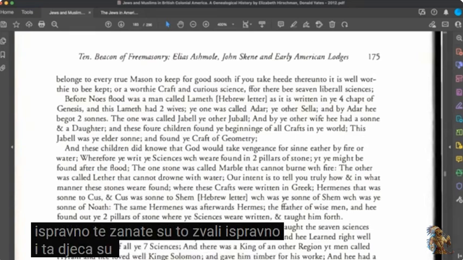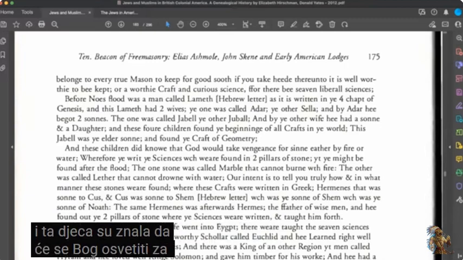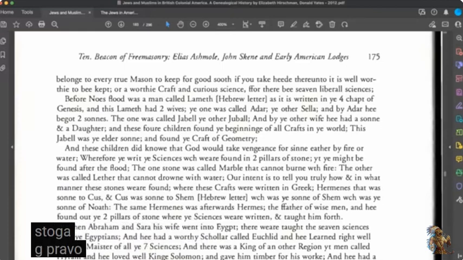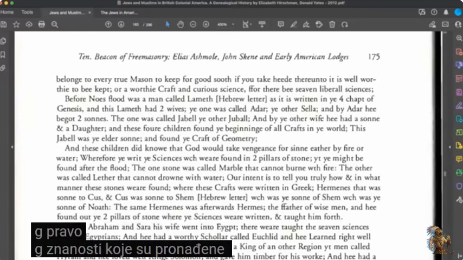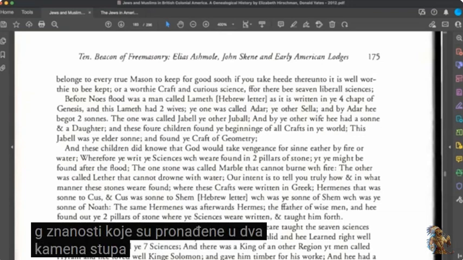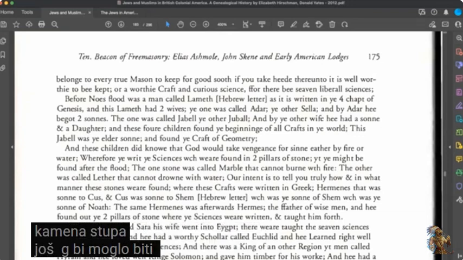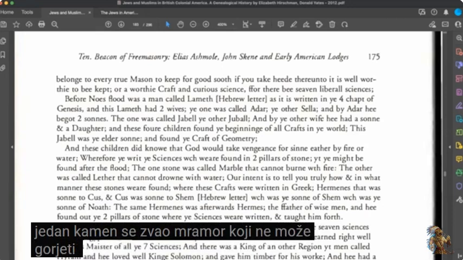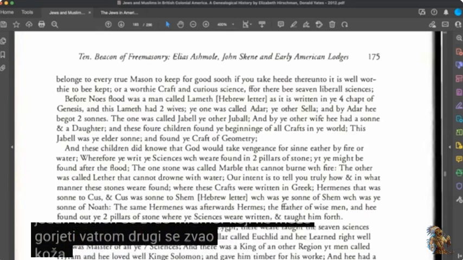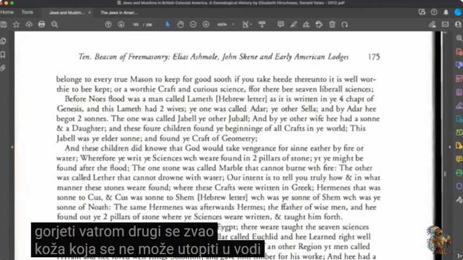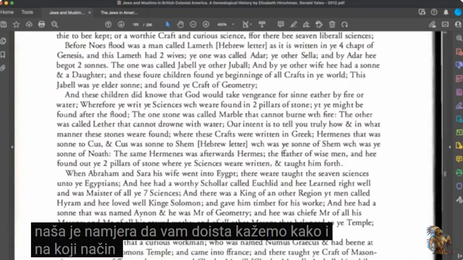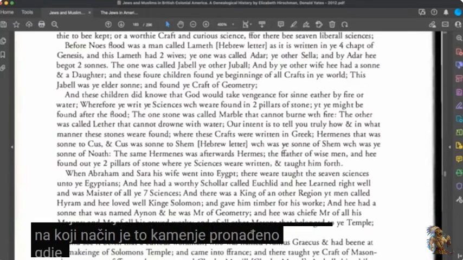And these children did know that God would take vengeance for sin either by fire or water. Wherefore they wrote the sciences which were found in two pillars of stone, that they might be found after the flood. The one stone was called marble, that cannot burn with fire. The other was called leather, that cannot drown with water. Our intent is to tell you truly how and in what manner these stones were found, where these crafts were written in Greek.